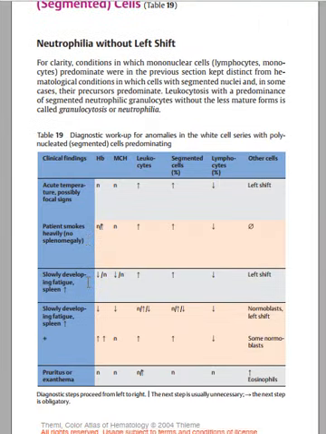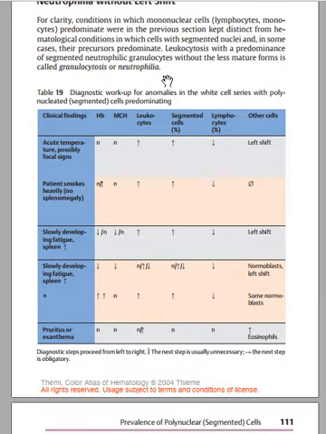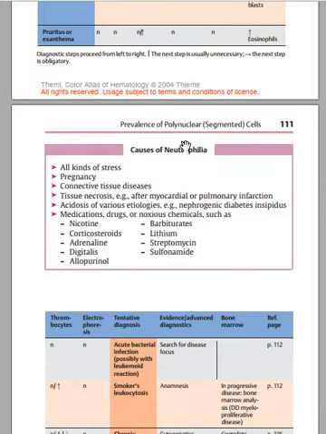Now, prevalence of polynuclear cells. If you have a high level of neutrophils, you can have neutrophilia without a left shift. Is it clear? So, diagnostic workup of abnormalities of the white cell series with polynucleated cells. You need to know all the clinical findings of the patient. If you want to see the clinical findings, you have to know this, and these are all of the features also involved with an increased level of neutrophils. Now, what are the causes of neutrophilia?